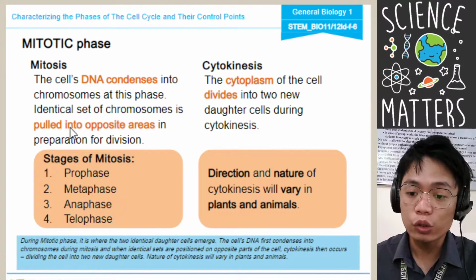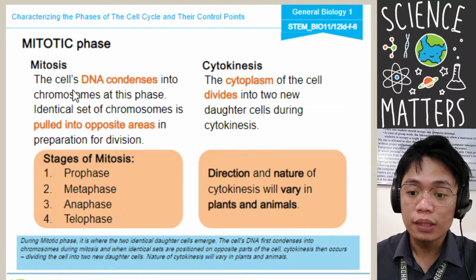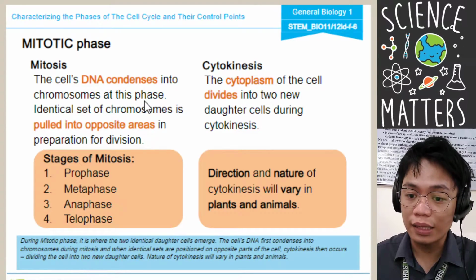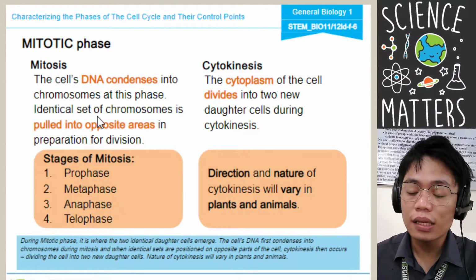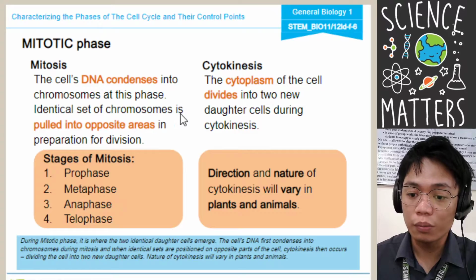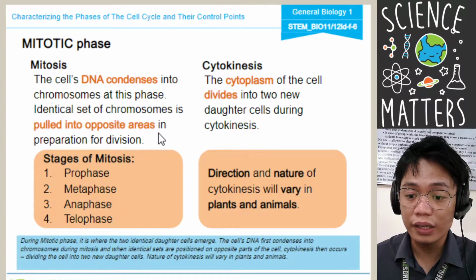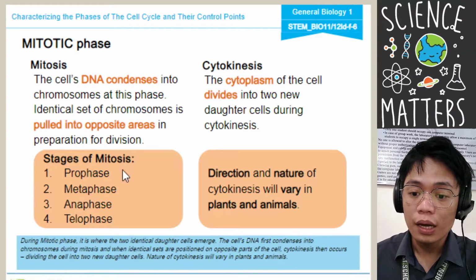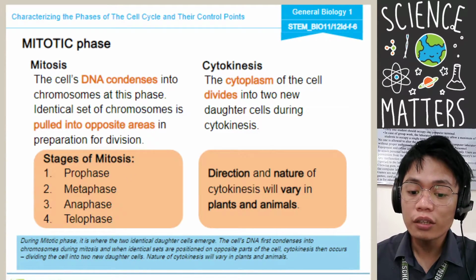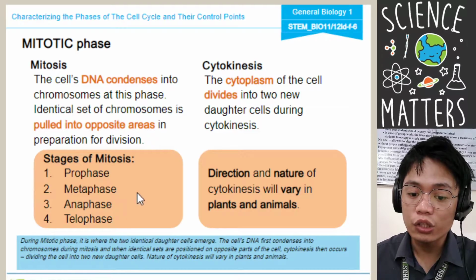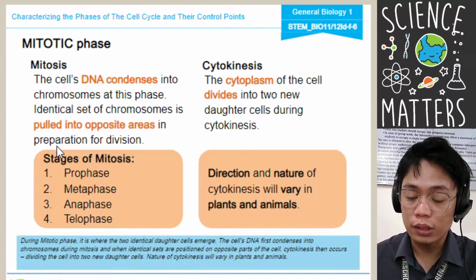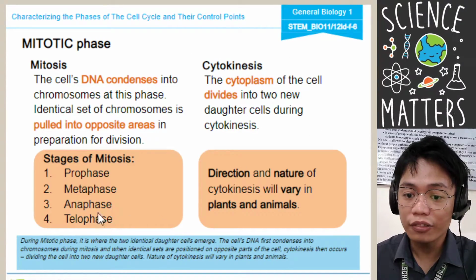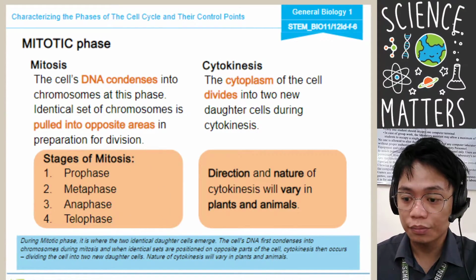Going back to mitosis, the cell's DNA condenses into chromosomes at this phase, and an identical set of chromosomes is pulled into opposite areas in preparation for division. So, to generalize, these are the stages of mitosis. Then cytokinesis happens after mitosis.